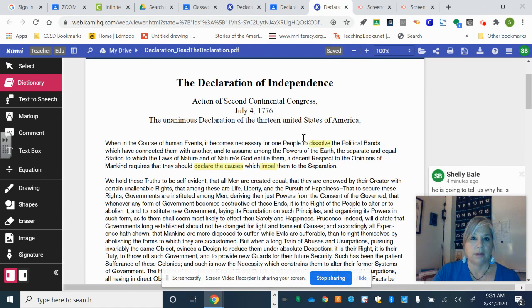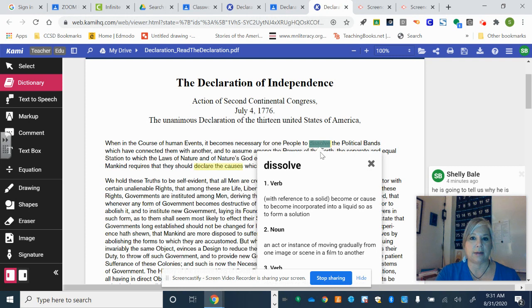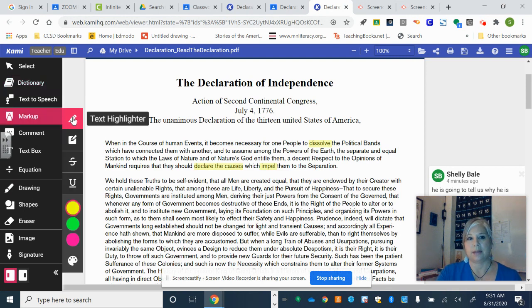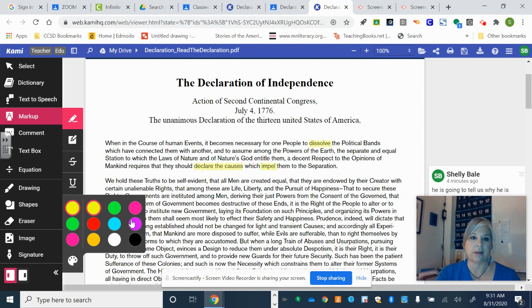Okay, so what I'm going to do is really try to annotate things that either I'm confused about, maybe vocabulary words. So I've highlighted a couple of them here, and all I did there is go to markup, and it's my text highlighter, and I can choose whatever color I want. So I think for the vocabulary words, I'm going to stick with yellow. And that is how I got these highlighted here.